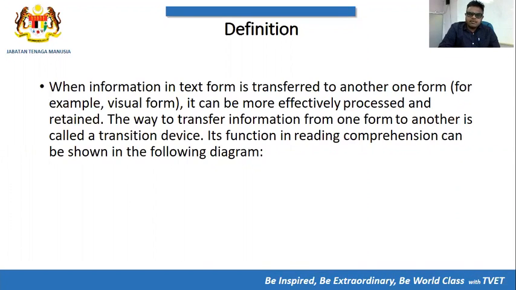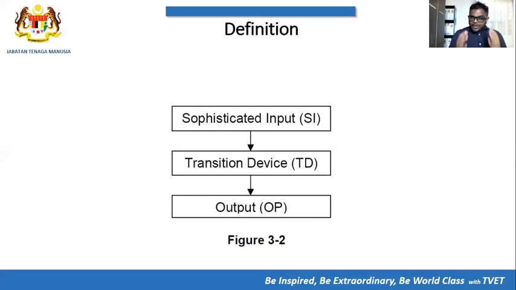Okay, students, these are the diagrams that I mentioned in my previous slides. It shows the process of information transfer. It starts with sophisticated input, followed by a transition device, and finally you will get your output. So this is the easiest process that you need to follow in order to transfer information from one data to another.